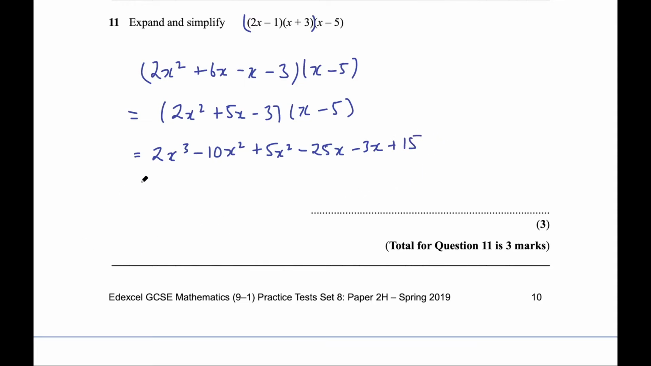And then we can go ahead and simplify this. So this would be 2x cubed. There's no other x cubed terms. So what we're doing here is collecting like terms. So the x squared terms, we have a negative 10 plus 5. That would be negative 5x squared. Negative 25x take 3x. That's negative 28x. And then we have that constant term on the end. So final answer there would be all of that. Okay, and that was question 11 for a total of 3 marks.